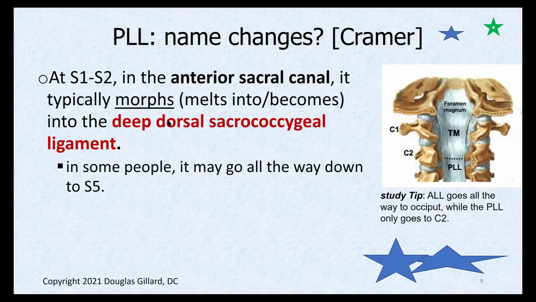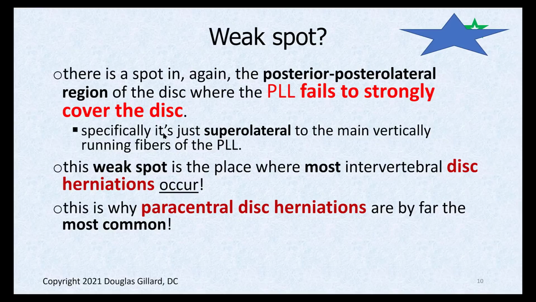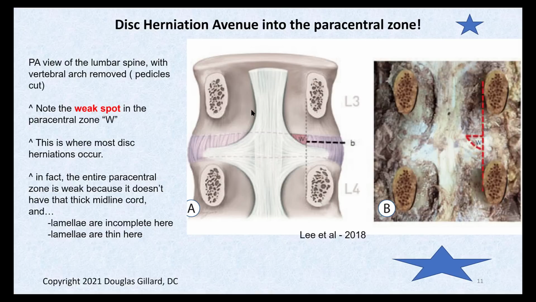Another kind of easy board type question. This is strange. So another weak spot. This will be our third weak spot that encourages disc herniation posteriorly. So the posterior longitudinal ligament has an area that isn't formed in most people. Let's take a look at it.